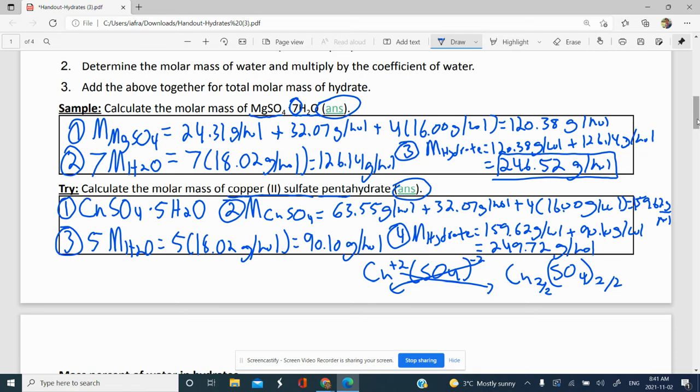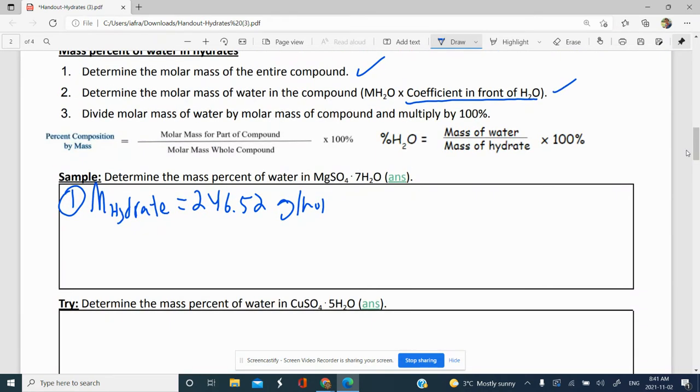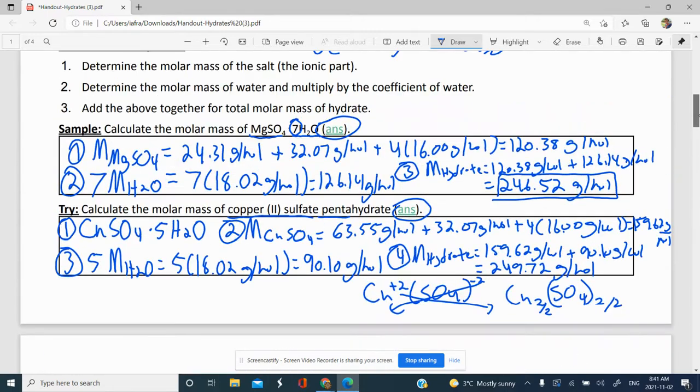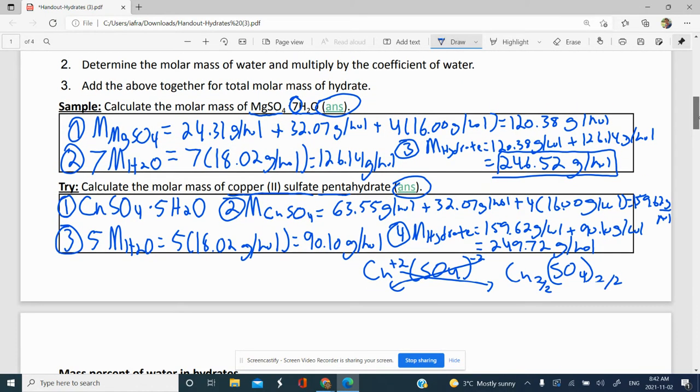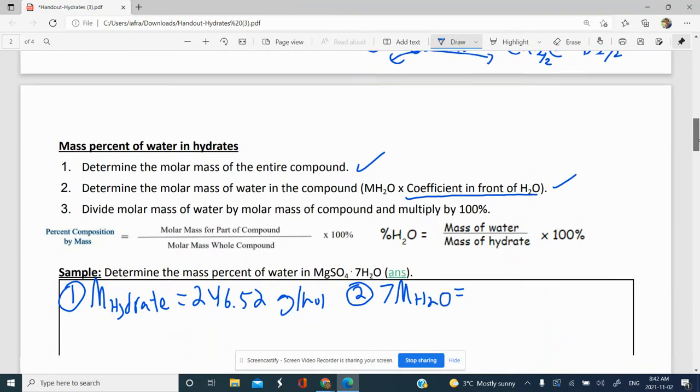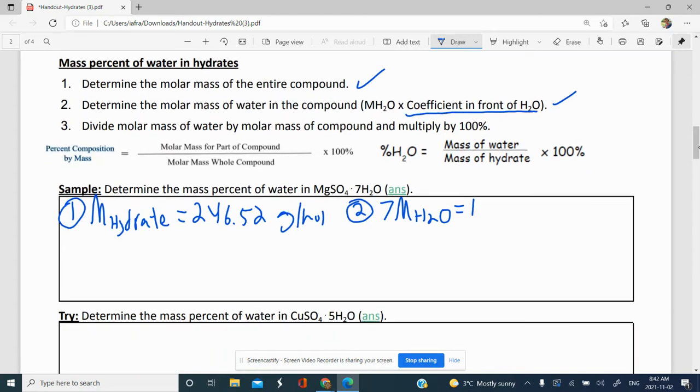Right there. And the molar mass of water is our second step. But don't forget, it's 7 times the molar mass of water because there's 7 waters there. And we found that that was 126.14 grams per mole. So now that we have the water and the entire hydrate, we can find the mass percent of water.